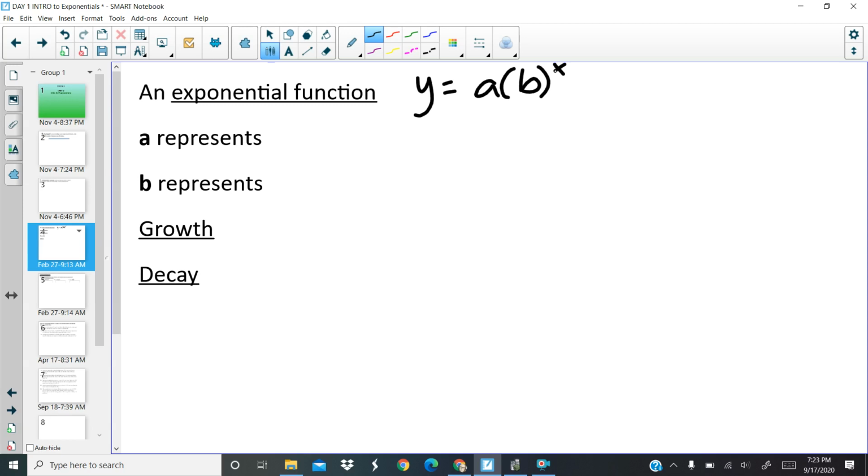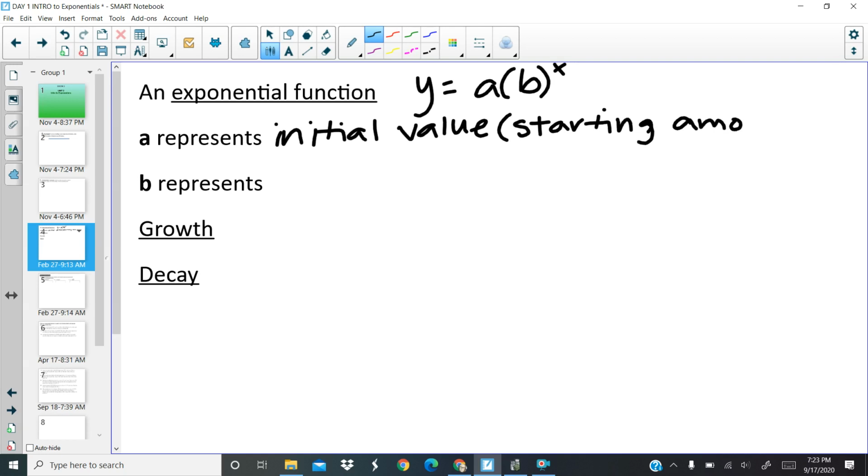That's just going to be the parent function, and you're going to have to plug in numbers for a and b. The way that you get the a and b values is a is going to represent your initial amount or your initial value. That is just going to be the amount that you have in the beginning. A lot of times these are going to be talking about money in a bank account gaining interest, or a population that's declining or something like that.